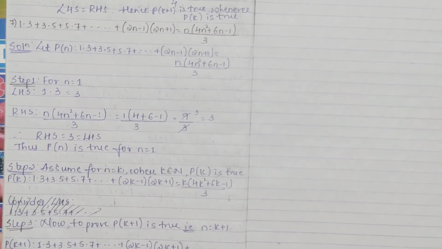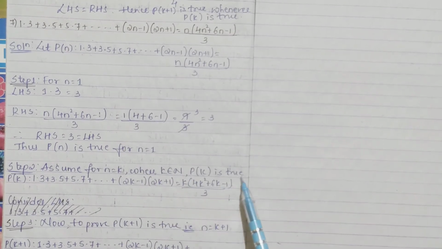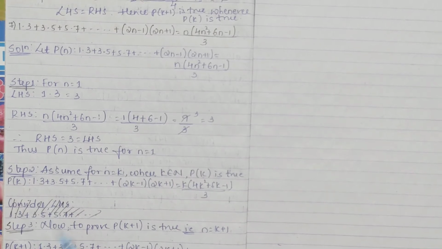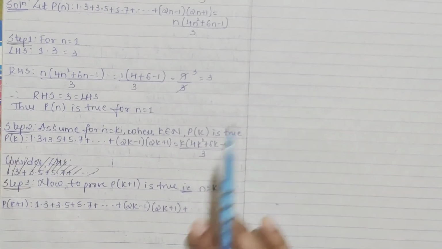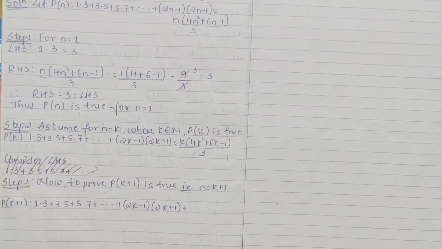Step 2, you have to just assume it. The sentence will be: assume for n is equal to k, where k belongs to n, p of k is true. So in this, wherever n is there, you put k. Then is your step 3. What is your step 3? Now to prove p of k plus 1 is true, that is, n is equal to k plus 1.